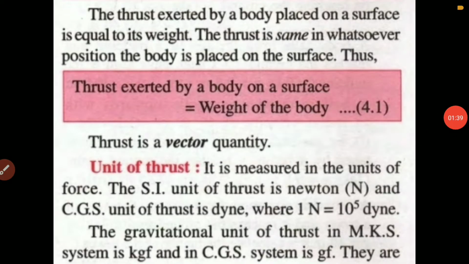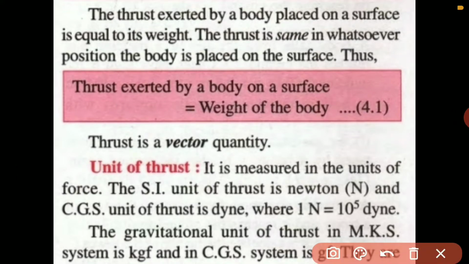Now, as you all know, thrust is force, so its unit should be Newton and it should be a vector quantity because it has direction. So thrust is the same in whatsoever position the body is placed on the surface. The thrust exerted by the body placed on the surface is equal to the weight. Suppose a book is lying on the table, then the weight of the book becomes the thrust, which is acting on the surface of the table.